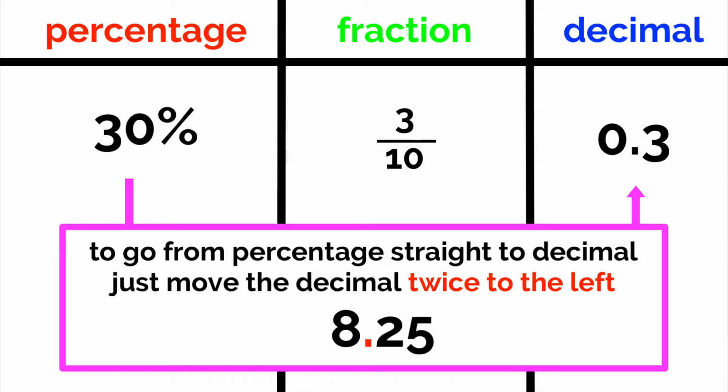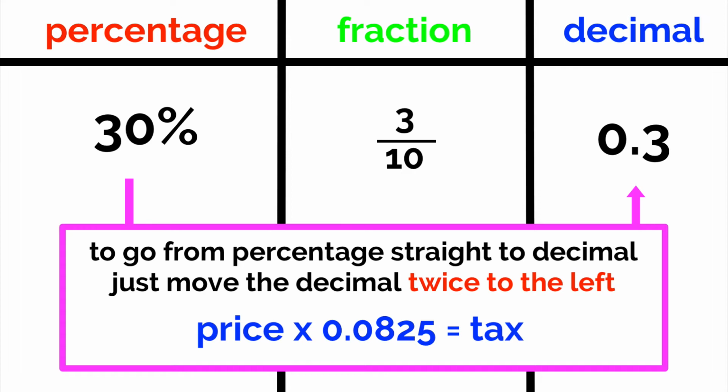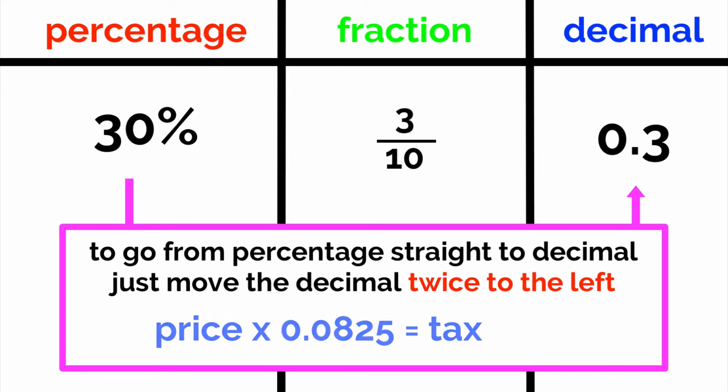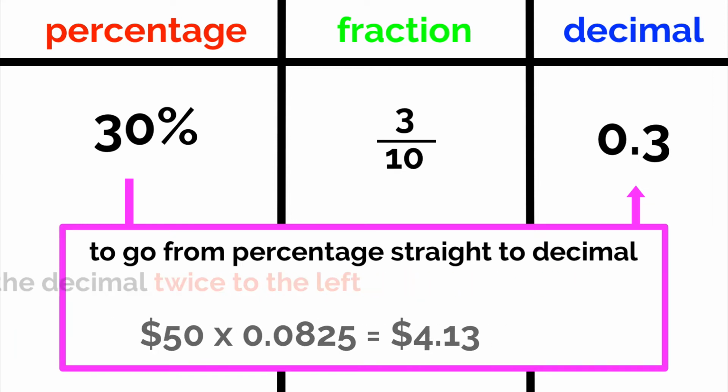We could do the same with an 8.25% sales tax. We move it once, and then if we have to move it again, but there are no more numbers, we add a 0. And there we have 0.0825, or the sales tax expressed as a decimal. This is useful because if you want to compute the sales tax on an item, you just multiply the price times the sales tax. So a $50 shirt times this number would have a sales tax of $4.13.